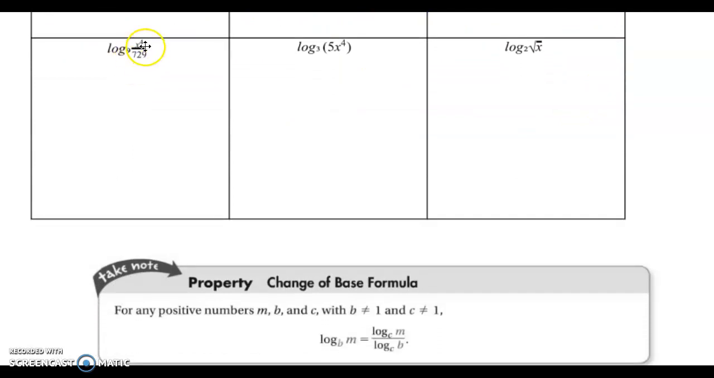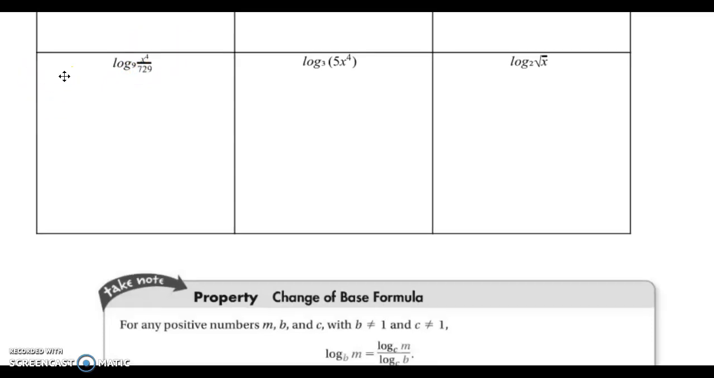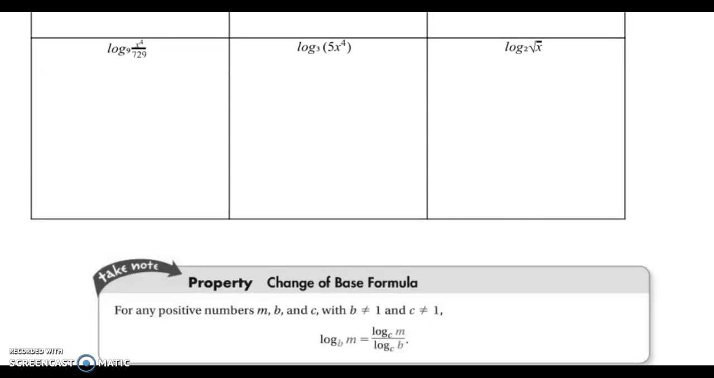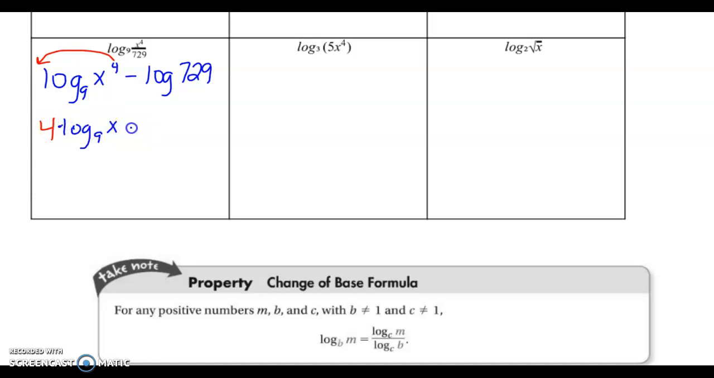All right, logarithm base 9 of x to the 4th over 729. Again, you're just using that quotient rule. Now this one, since that 4 is there, we also want to bring that exponent to the front. 4 times the logarithm base 9 of x minus the logarithm of 729.